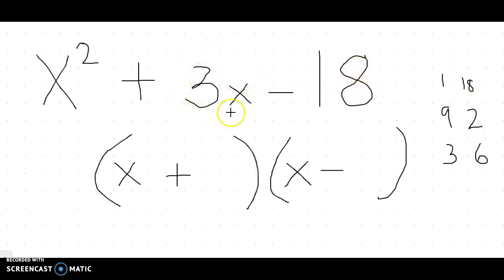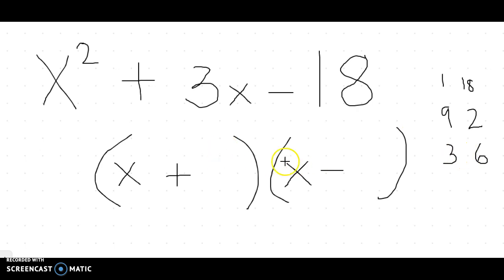But right here, I need to have positive 3x. So the difference between these two is 17 units. The difference here is 7 units. The difference here is 3 units. And that's what I need. I need a difference of the positive 3.